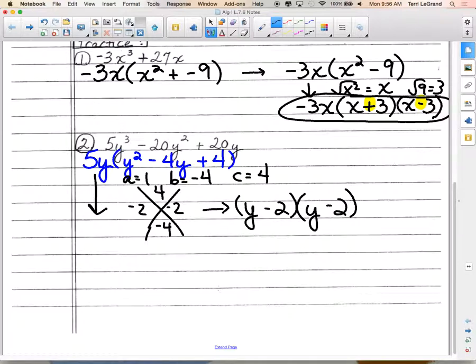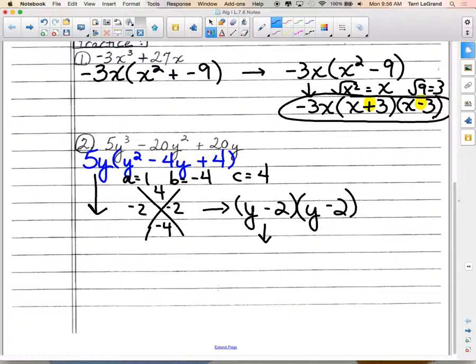Oh, that is a special product. So this trinomial is really a what? What is this called? Perfect square trinomial. Well, if we don't recognize it, that's okay. The diamond method helps us out.